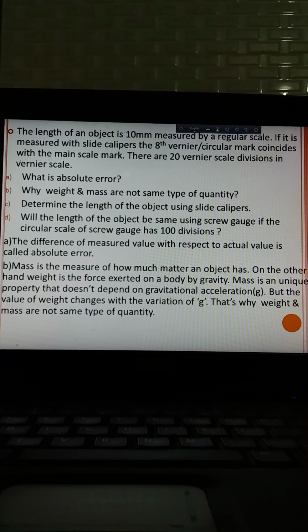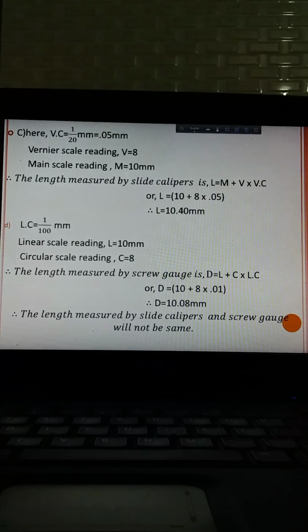And number D, will the length of the object be the same using screw gauge if the circular scale of the screw gauge has 100 divisions? In this context, only the circular scale divisions change, where in the vernier scale the total divisions were 20. In the screw gauge the divisions become 100. The rest of the readings are the same for both scales. For the screw gauge, the least count LC equals 1 divided by 100 millimeter, which means 0.01 millimeter, and the linear scale reading is L equals 10 millimeter. Circular scale reading, that means the mark of the circular scale that coincides with the linear scale, is 8.